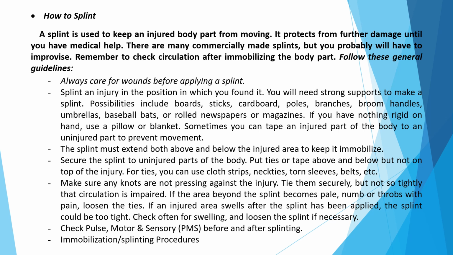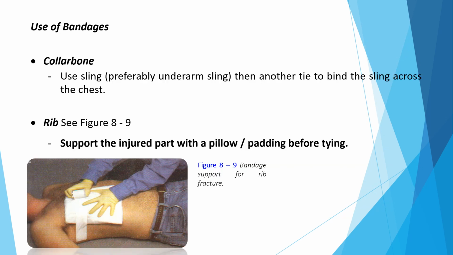One thing you have to remember in splinting, it should not be too loose or too tight. A splint is just to keep an injured body part from moving, and it protects it from further damage until you seek medical help. There are many commercially made splints, but you will probably have to improvise. Remember to check circulation and immobilize the part. Follow these general guidelines.